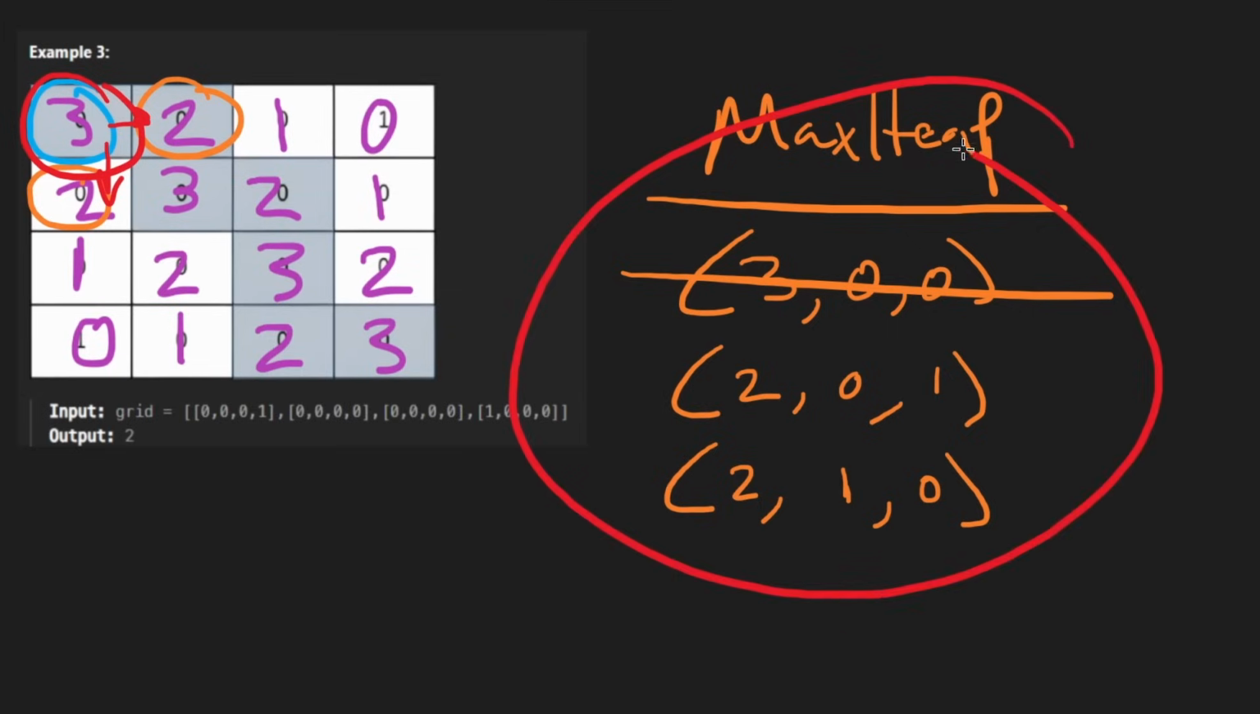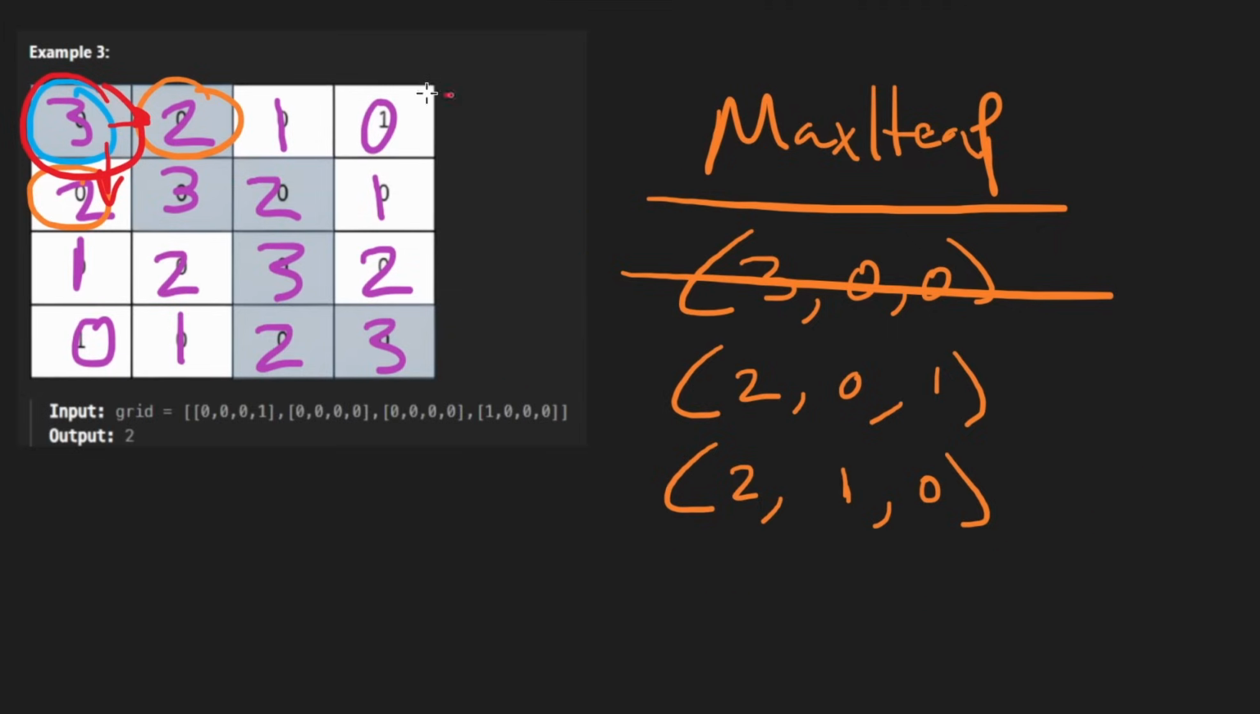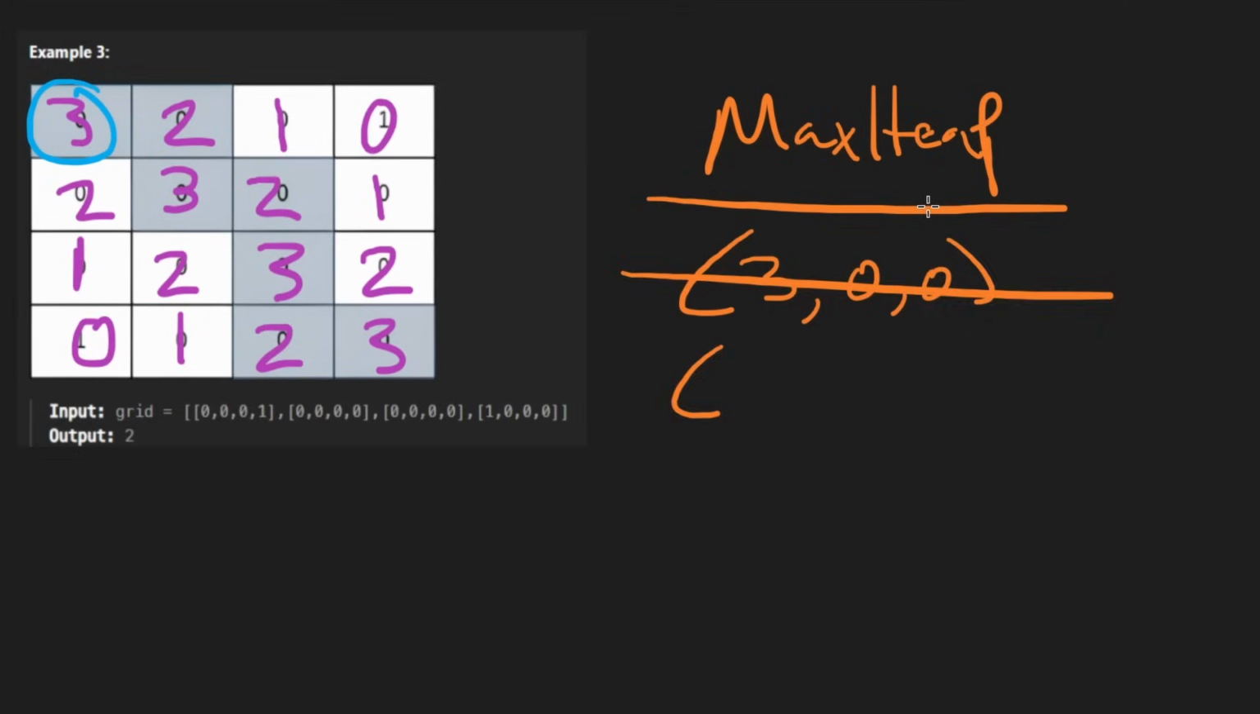So that's the main idea. Let me just spend like 30 seconds to quickly dry run through this, knowing everything that we talked about. So we start here, 3, 0, 0. I'm not even going to add the coordinates just to save time. We started with the 3.